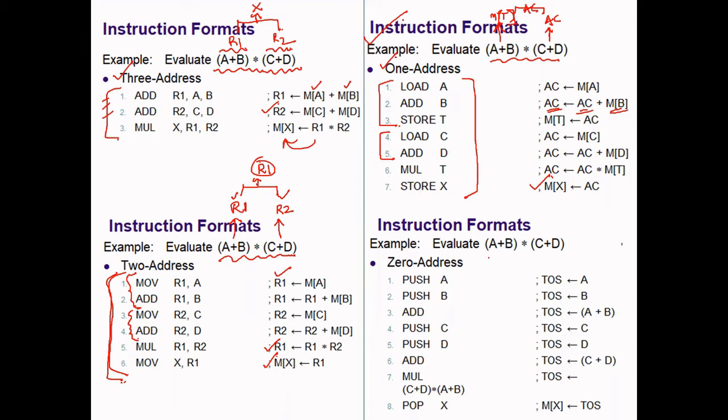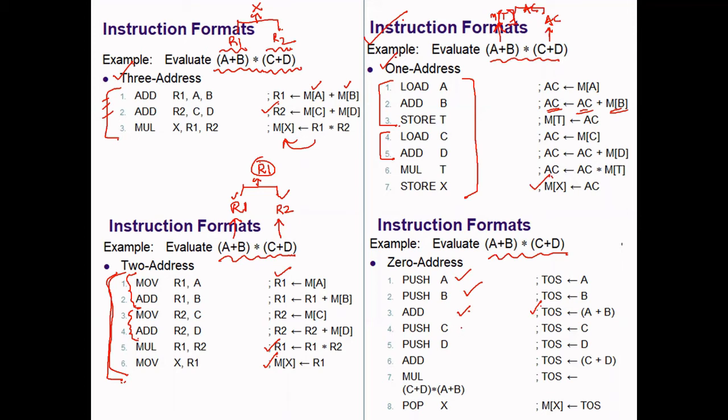In the same way, if you take the same expression using 0 address, first push A and push B, these two memory locations go to top of stack and then add. It is 0 address, nothing should be there, just add. What it will do? It goes to top of stack, A plus B will be done and the result is stored back to TOS only. A plus B is available in the top of stack.